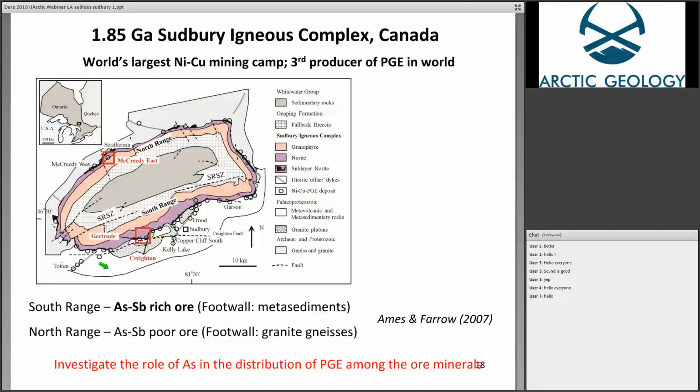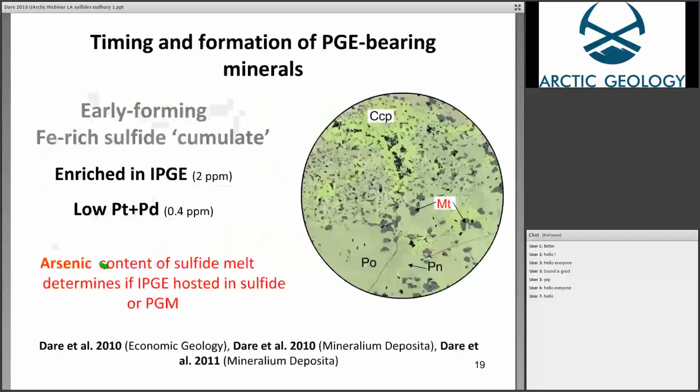However, in the south, this white colour here is essentially metavolcanic and metasedimentary rocks, and the ores Amos and Farrow showed in 2007 are significantly more enriched in arsenic and antimony in the ores. So we know there's a difference depending on the footwall, so we wanted to investigate the role of arsenic in contributing the PGE among the ore minerals, presumably due to different contamination into the melt.